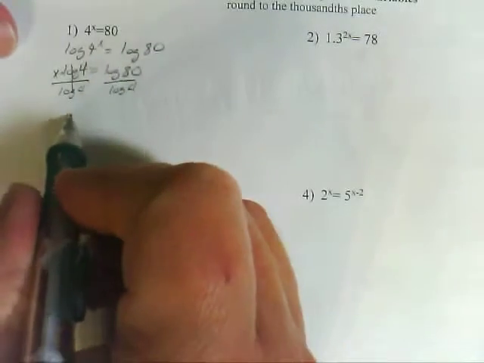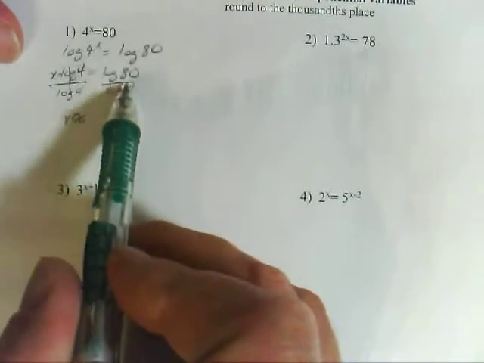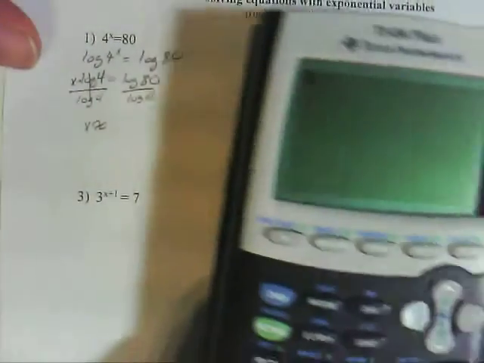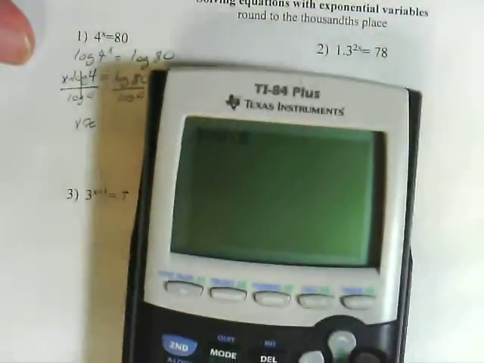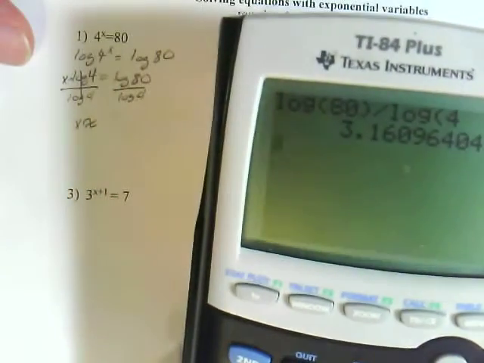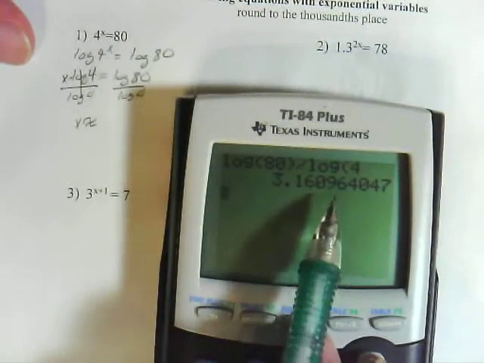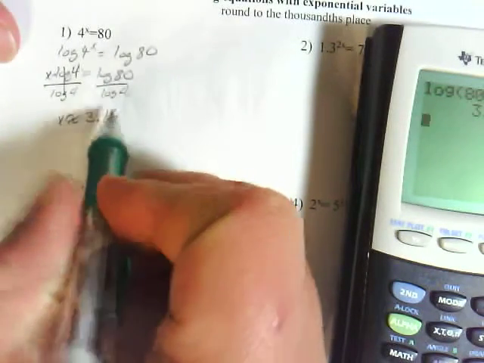These cancel each other out, and x would be, like I said before, this would be the exact answer if I didn't have a calculator. But with the calculator, I'm going to do the log of 80, close parentheses, divided by the log of 4. And that is approximately 3.160. I'm trying to round off to the thousandths place, so that 9 is going to affect that 0. So I'm going to go for 3.161.